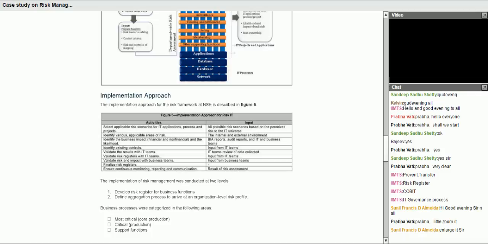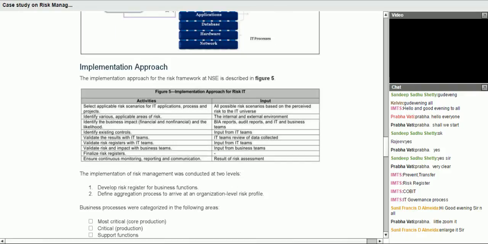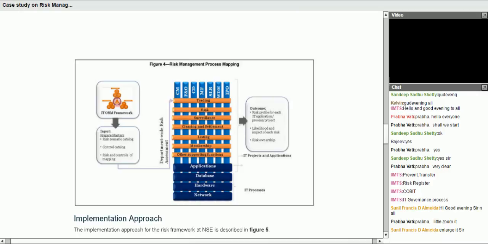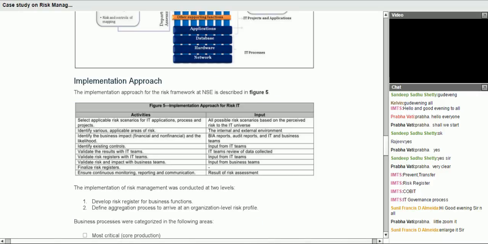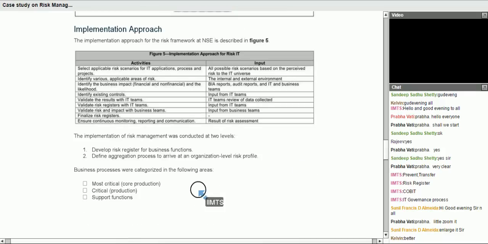Ensure continuous monitoring, reporting and communication. So the implementation of risk management was conducted at 2 levels. Number 1, you develop a risk register for business functions in which you note down all the types of risks which occur. Number 2, you define an aggregation process to arrive at an organization level risk profile. Second, business processes were categorized in the following areas: most critical core production, critical production and support functions.